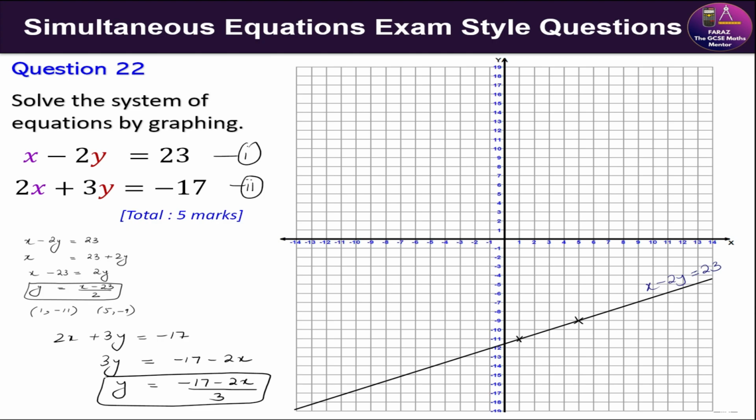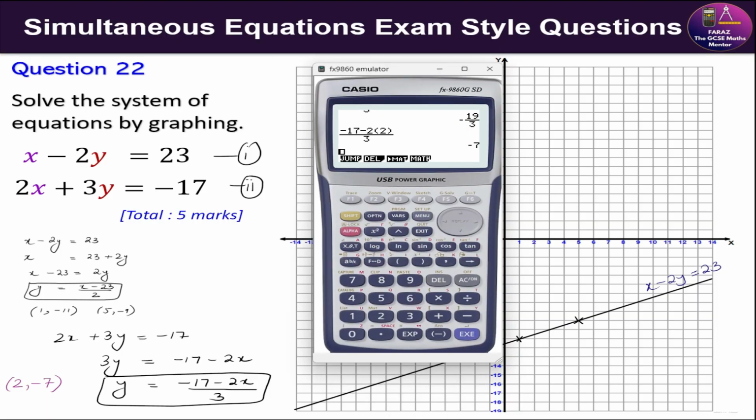At x equals 2, y is negative 7. Now let's calculate the second coordinate of this line. y equals negative 17 minus 2x, so calculate it at x equals 8. Why 8? Because at x equals 8, it will give me an answer in a whole number, an integer. Negative 17 minus 2 times 8 over 3 gives me negative 11. So the second coordinate of this line is 8 comma negative 11.